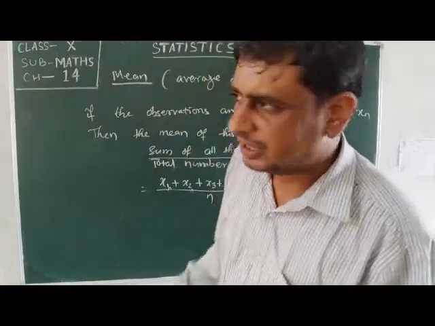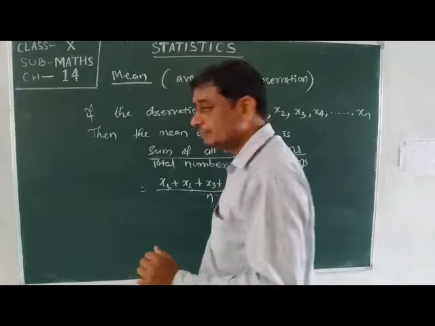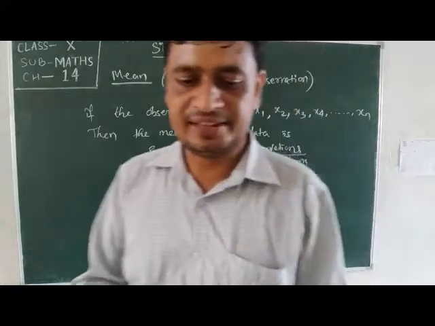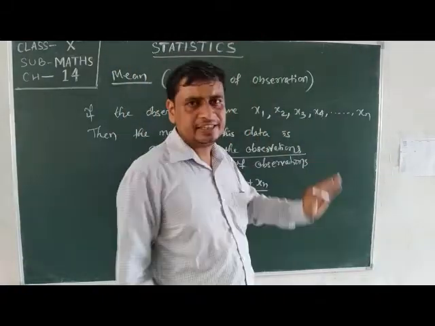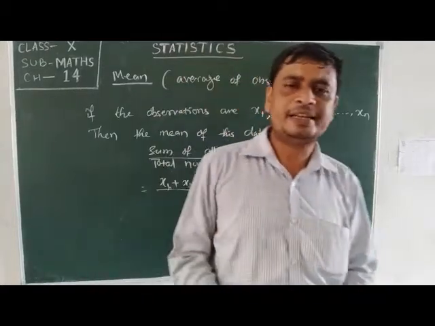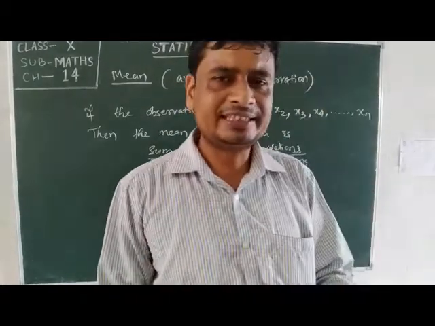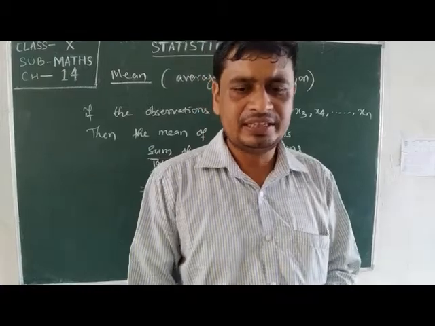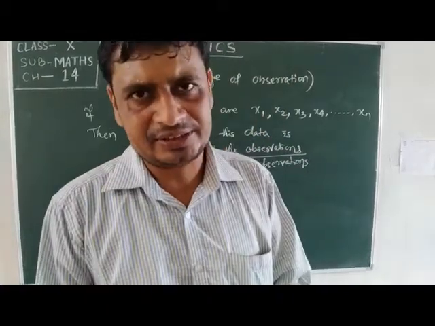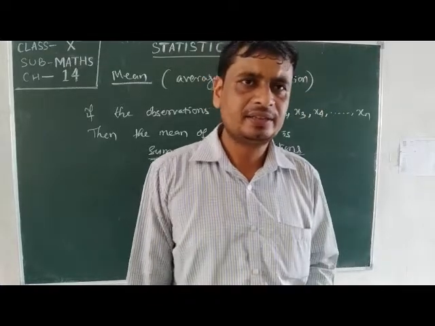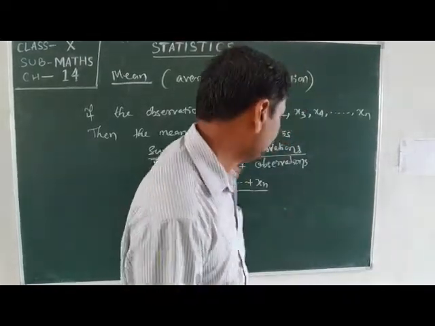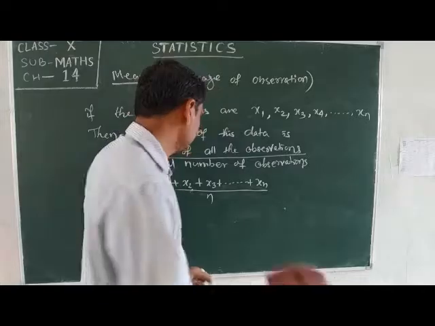If the frequencies of these observations are different, let x1 present f1 times, x2 present f2 times, x3 present f3 times. In this way, if each of the observations is mentioned with different frequencies, then we can find the mean as follows.